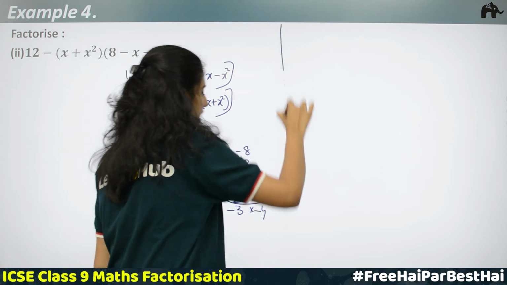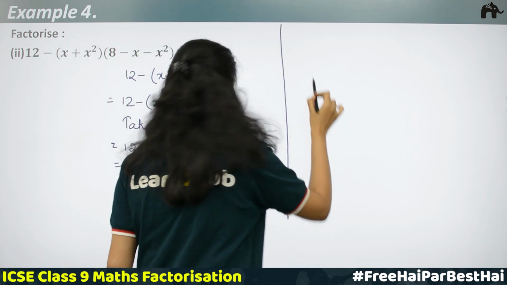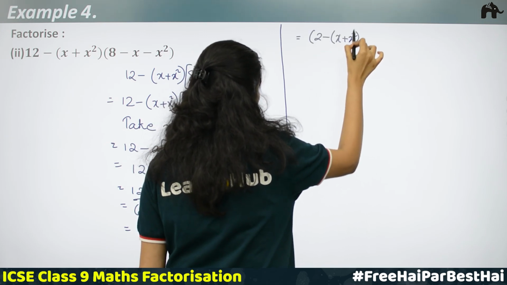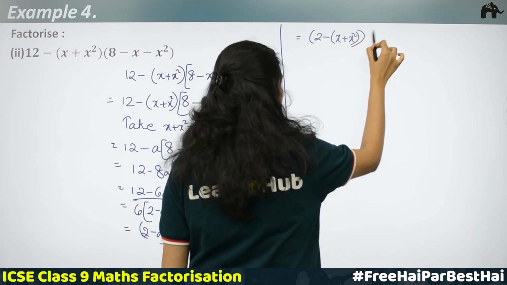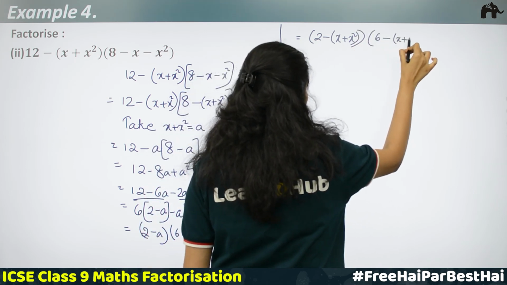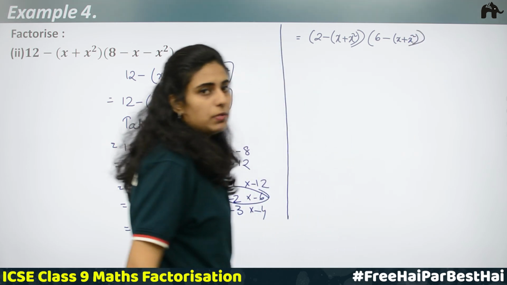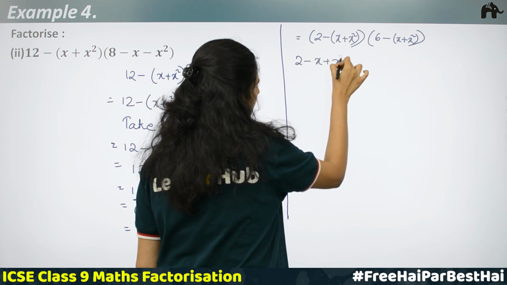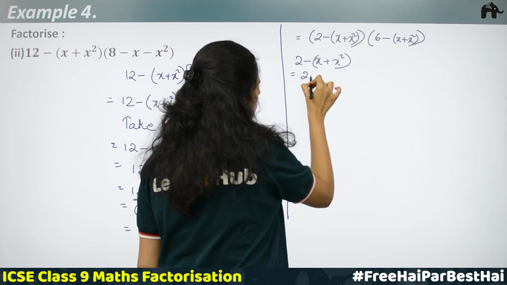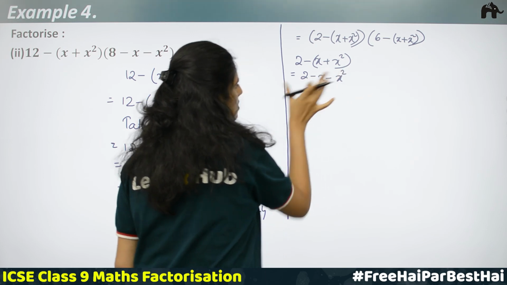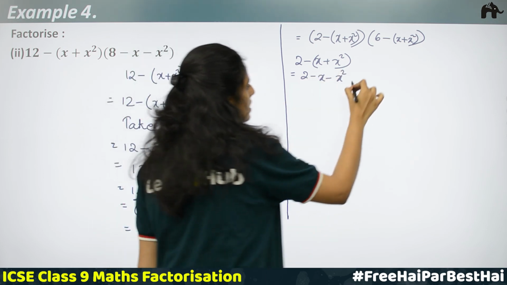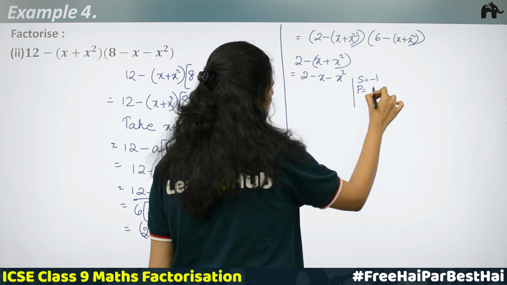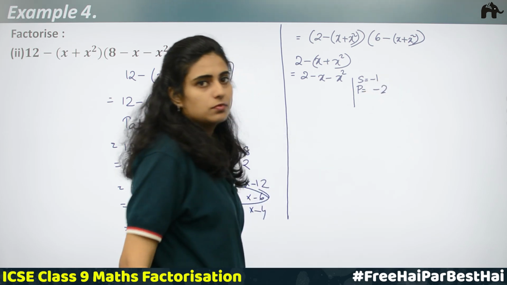Now we know what is a. Yes, put the value of a. So this becomes 2 minus x plus x square into 6 minus x plus x square. Okay. Now separately we have to take these terms. When I take 2 minus x plus x square, this can be written as 2 minus x square. First we will factorize this. Okay. So this, in this case, sum should be equal to minus 1 and product should be equal to minus 2. Okay.